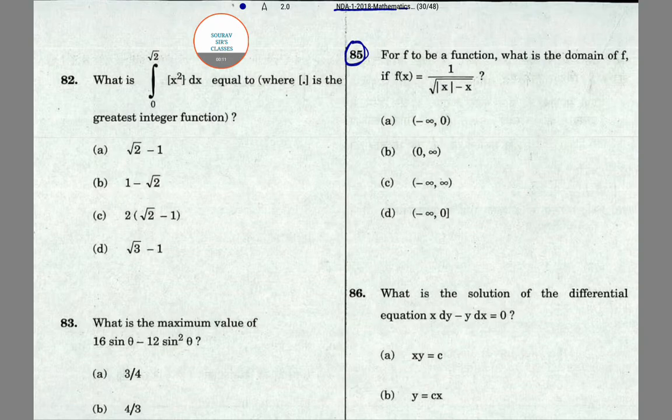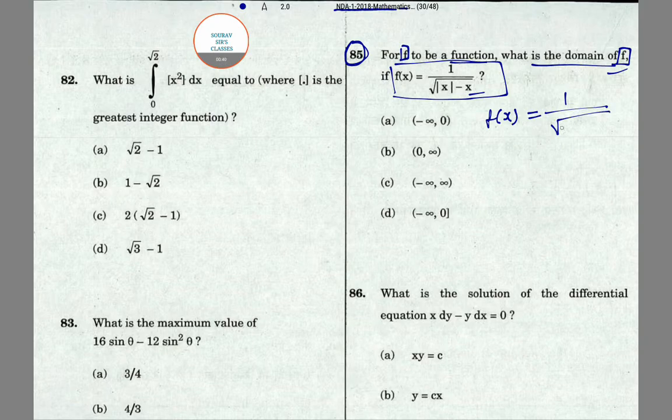In question number 85, it is given f to be a function. What is the domain of f? We have to find the domain of f if f(x) is equal to 1 by root over modulus x minus x. So how do we do it? For this we know that the function f(x) is basically equal to 1 by root over modulus x minus x.